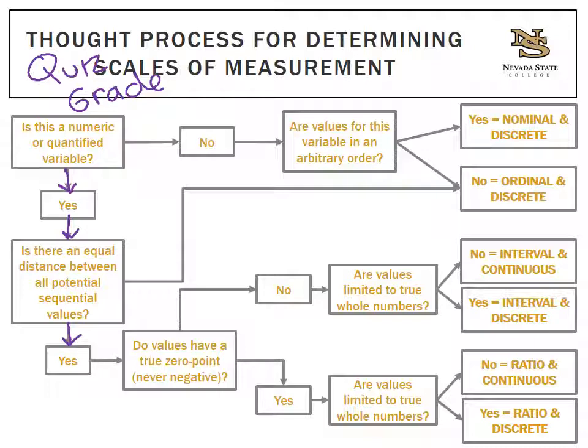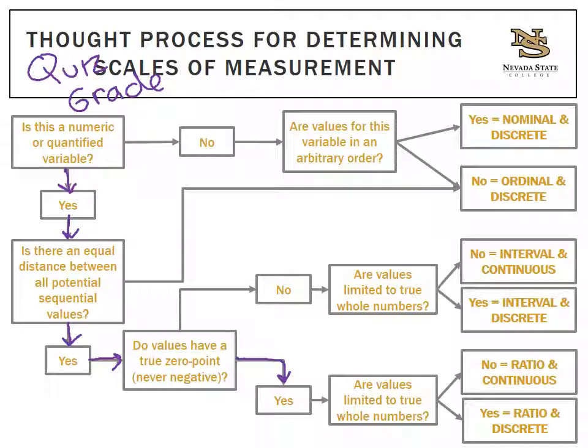Think about it, right? The difference between a 55 and a 56 is the same as the difference between a 56 and a 57. Even if you look at the decimals, all the sequential values are truly numeric, so there are equal distances between them. Now let's think about, do the values have a true 0 point and can never be negative? I'm going to go with yes, because you're not going to have a negative quiz grade. A 0 is pretty much the bottom of the barrel there.